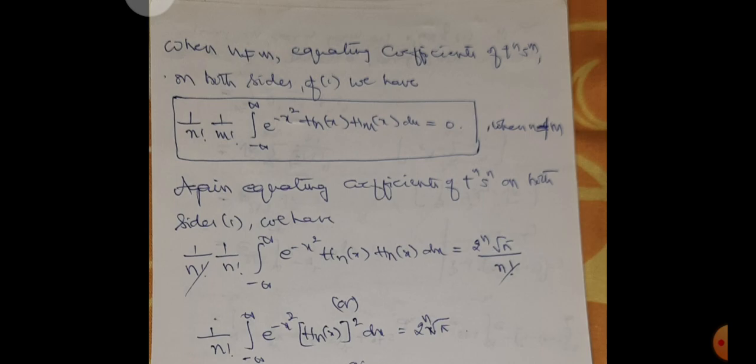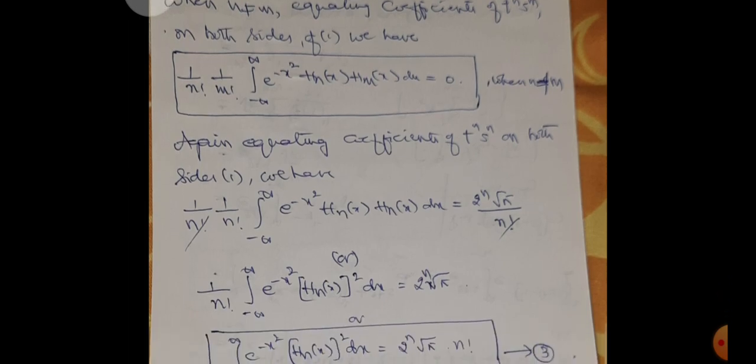Hence, when n is not equal to m, equating the coefficients of t power n into s power m on both sides of 1, we have 1 by n factorial into 1 by m factorial into the integral from minus infinity to plus infinity of e power minus x square into Hn of x into Hm of x dx equal to 0. That is when n is not equal to m.